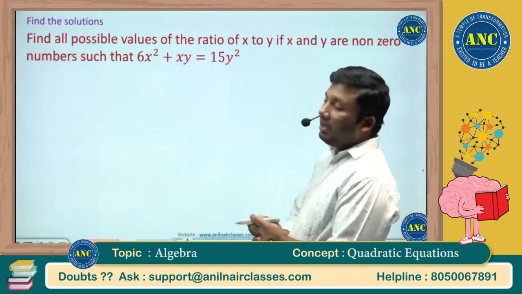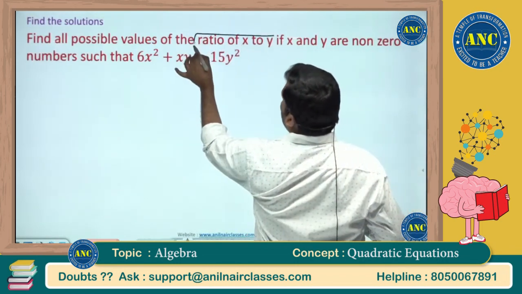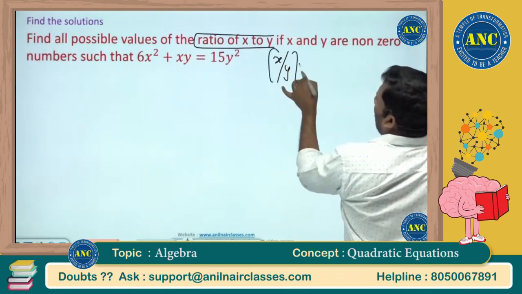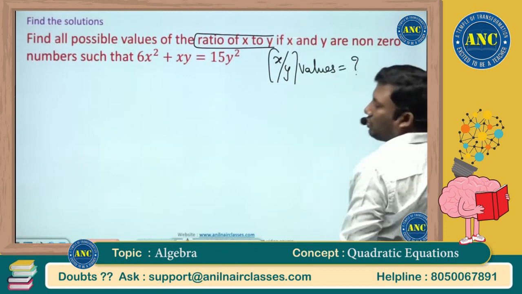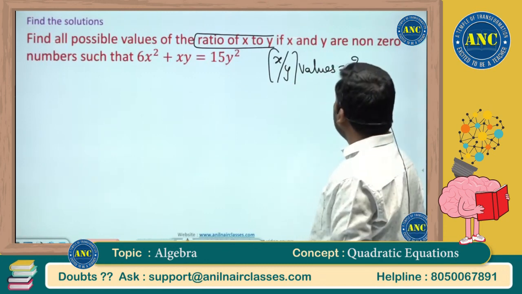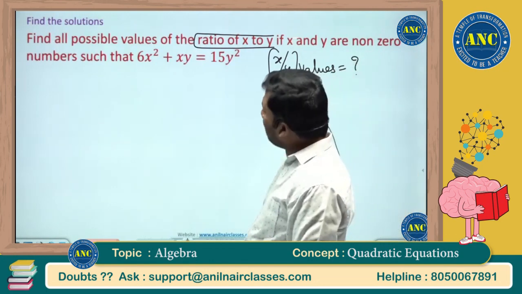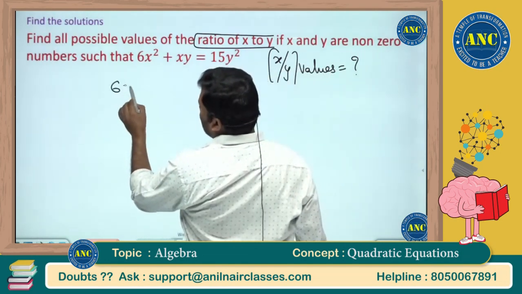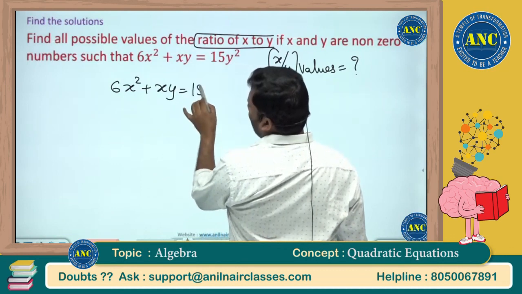Next one. Find all the possible values of the ratio of x to y. He is asking for the x to y ratio, how many values it will take. x and y are non-zero numbers such that 6x square plus xy equivalent to 15y square.